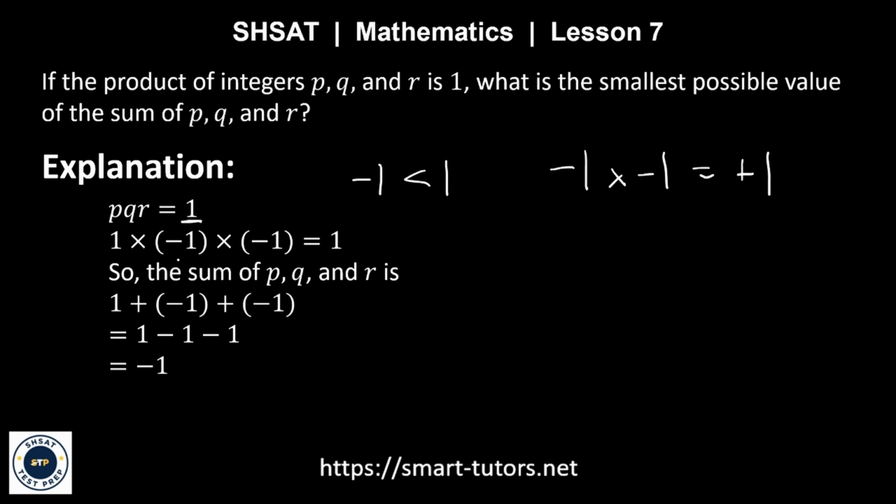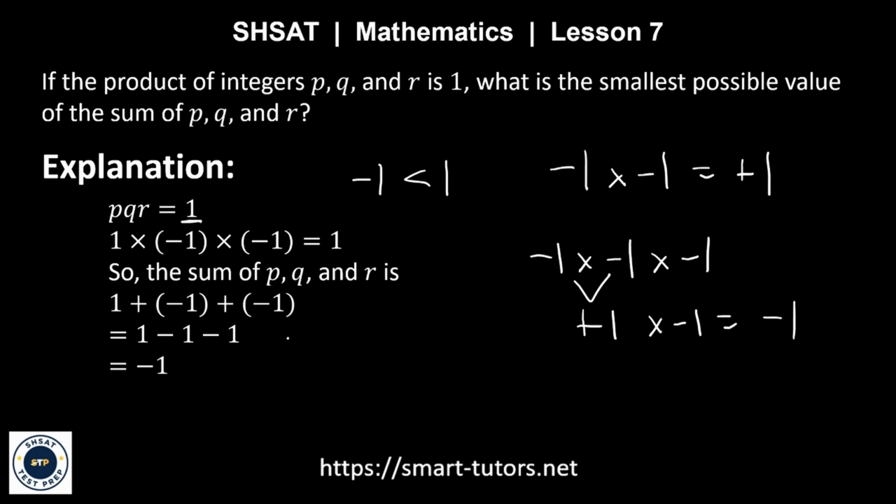And the reason why one of them had to be positive is because if you multiply -1 times -1 times -1, that will give us a negative 1, and that's not the product we want. So for us to have a positive 1, we have 1, -1, and -1, and that's how we get our answer.